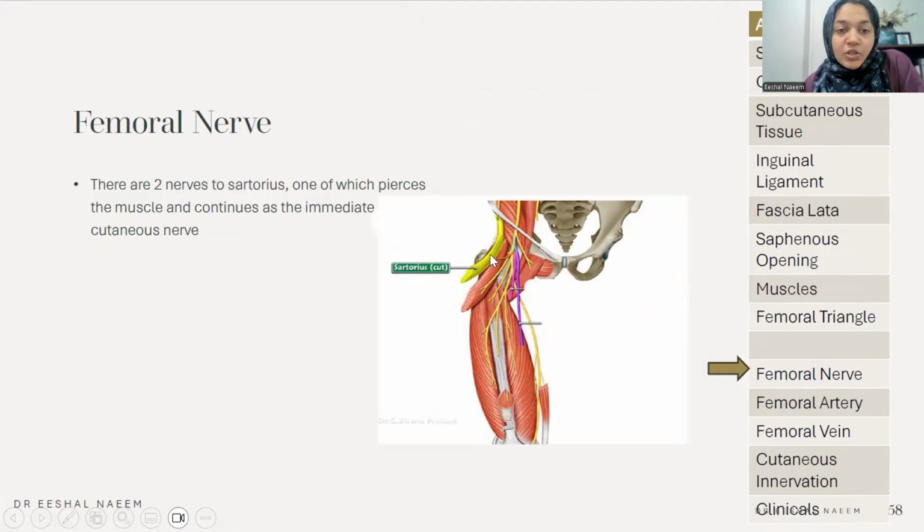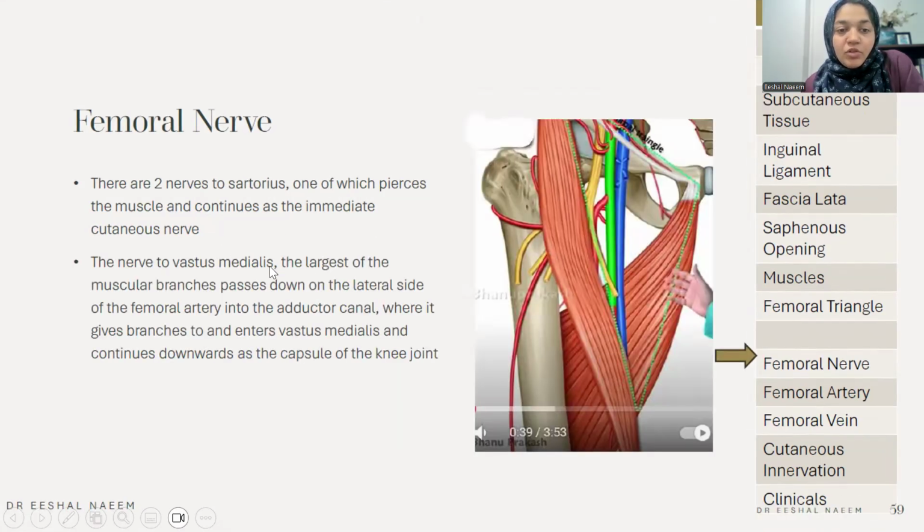Now, first of all, there are two nerves to sartorius, one of which pierces the muscle and continues as the intermediate cutaneous nerve. So you can see here, the first nerve branch goes to the sartorius and it pierces the muscle and continues then as the intermediate cutaneous nerve of the thigh. The nerve to vastus medialis, the largest of the muscular branches, passes down on the lateral side of the femoral artery into the adductor canal.